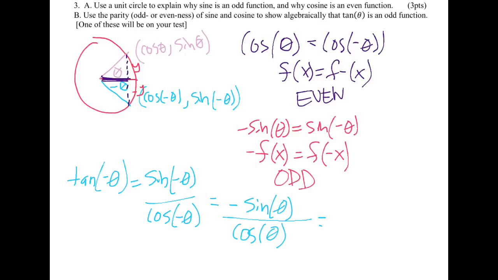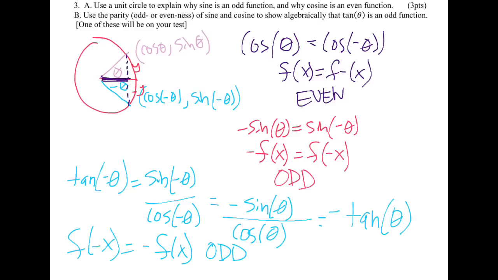Well, sine theta over cosine theta is tan theta, and we have that negative out front, so we get negative tan of theta. So what we have is, on the left, f of negative x equals, on the right, negative f of x, which is the definition of an odd function.